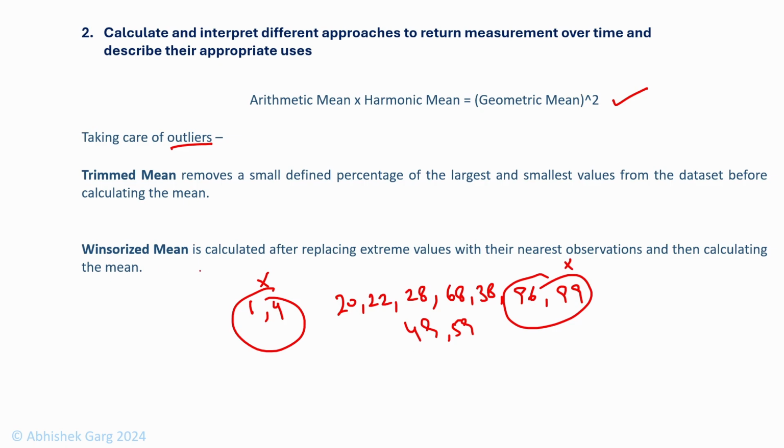Okay, but in Winsorized mean, what we will do is we'll replace these values with the nearest value. The nearest value to these values is 20. So we'll replace 1 and 4 with 20, 20, and then the remaining data set. And on the higher side, we'll replace 96 and 99 with 68. So it will also become 68 and 68. So in the Winsorized mean case, you will be calculating the mean on all these values. That will be your Winsorized mean.